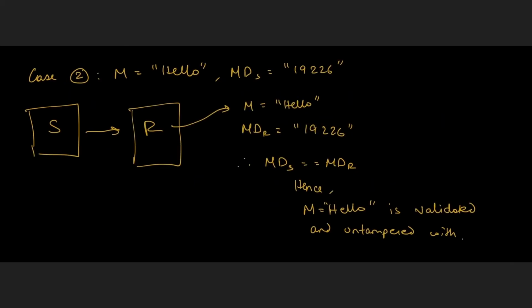Case 2. Let us say that the message M was "hello" and the message received by the receiver was also "hello". So the receiver creates a message digest which is 19226, and the receiver also decrypts a message digest from the signature which came out to be 19226. Now that we compare the message digest from the receiver and from the sender, we can see that they are both equal. So we can say that M, which is "hello", is what the sender actually sent and it has not been touched or tampered with. So this is a valid scenario.